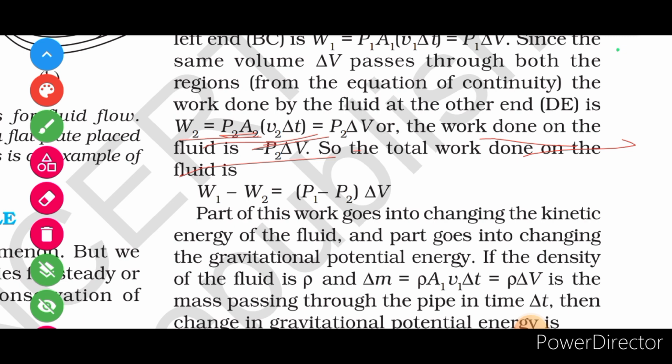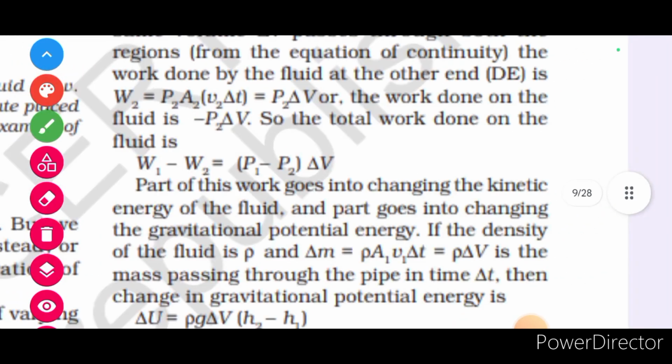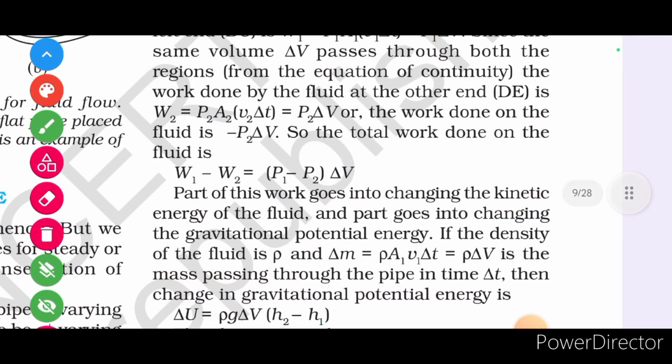So how much work is done on the fluid will be negative of P2 delta V. The total work done will be the sum, because work is a scalar quantity, we can add them. W1 and W2, how much is the external work we are talking about? W1 was the external work, W2 is also the external work, so it will be negative. So in this case, we'll just add them up: P1 delta V and P2 delta V, but with a negative sign.